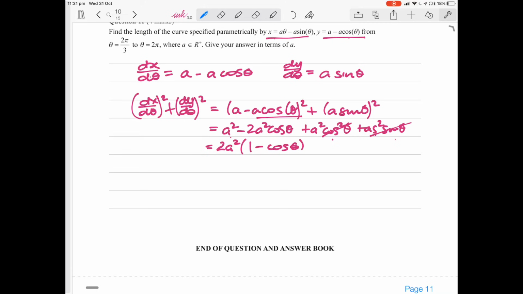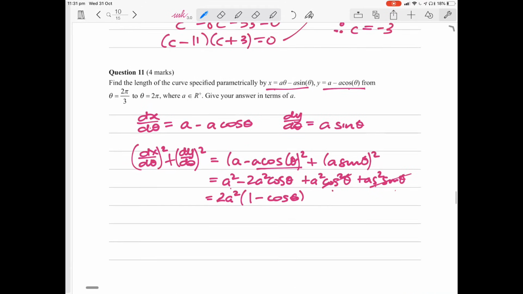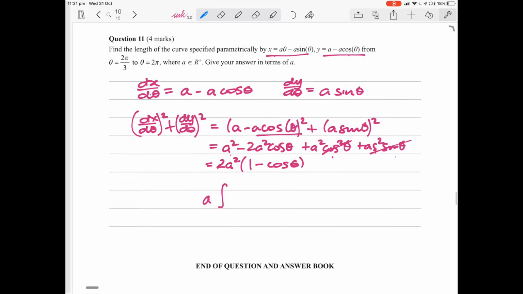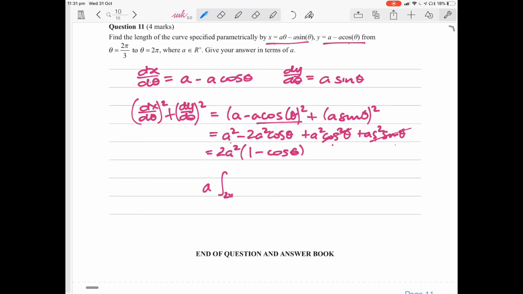Okay, so the a squared's okay because we can bring it out the front. So we'd say a, from 2 pi on 3 to 2 pi. We've got 2, 1 minus cos theta square rooted.